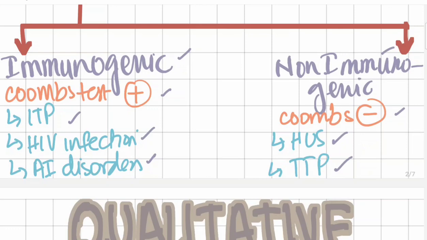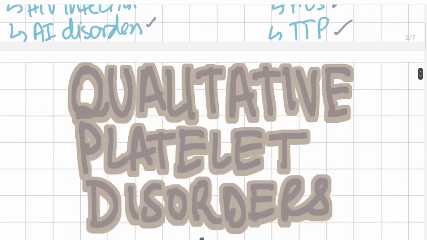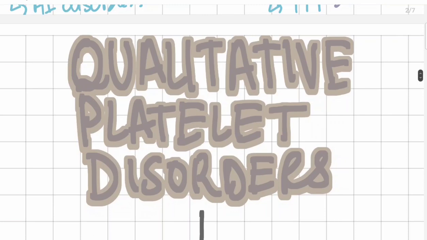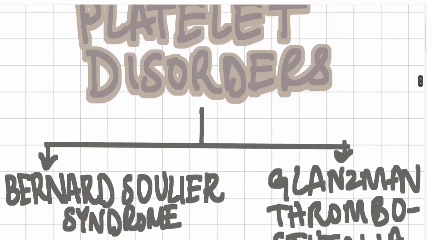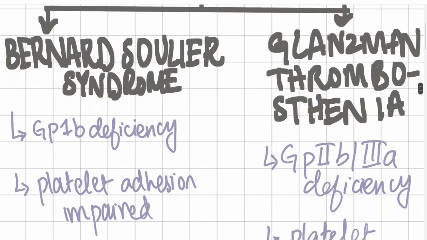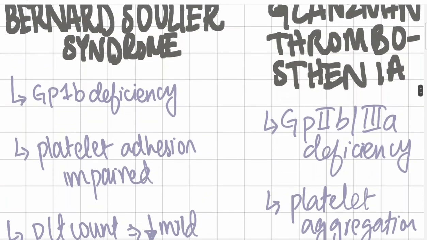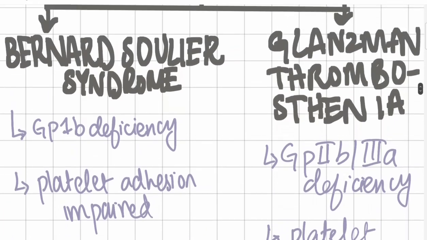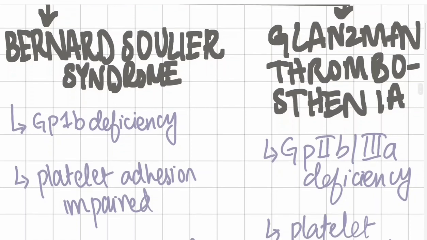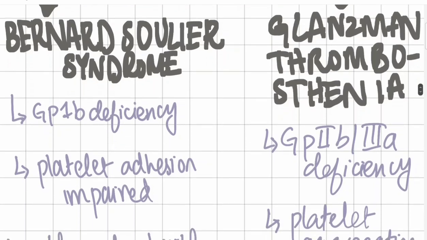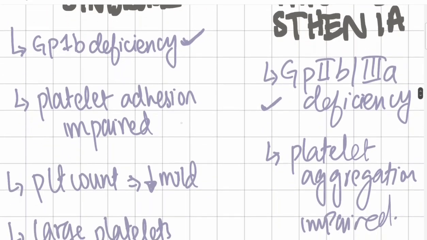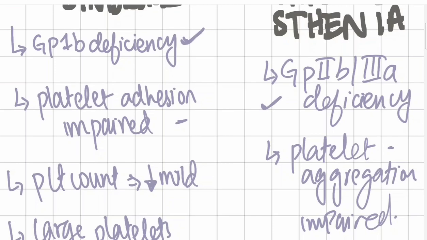I'm going to detail them in this video right now. So first we have the qualitative platelet disorders in detail. We have two for this, Bernard-Soulier and Glanzmann thrombasthenia. So first, we're actually going to take both of these disorders hand in hand and compare and contrast them. So Bernard-Soulier syndrome is because of GP1B deficiency, and Glanzmann is because of GP2B3A deficiency. So you know there's going to be a problem in platelet adhesion and platelet aggregation.